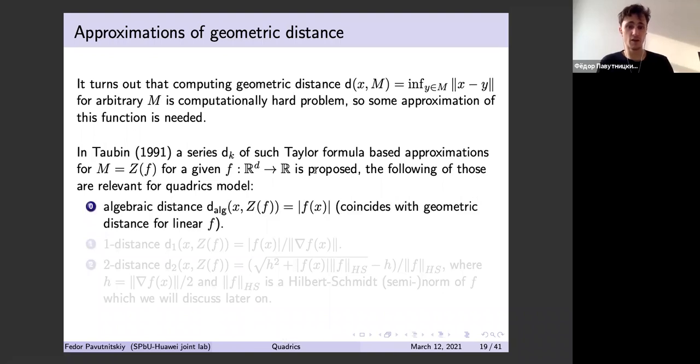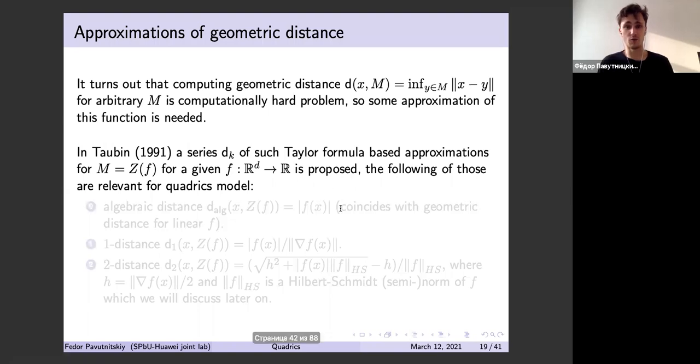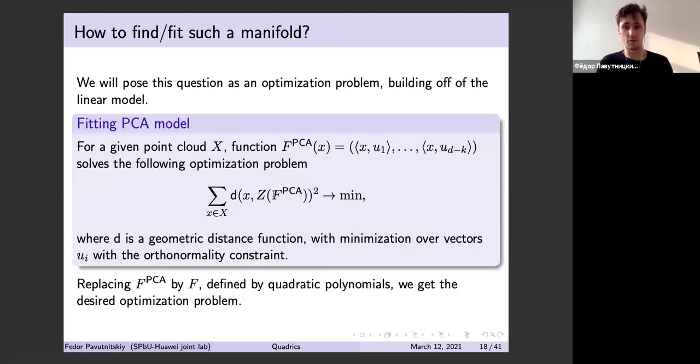So the first obvious approximation is just the algebraic distance. In some sense, it's a very crude approximation, right? For some function, you can very roughly approximate the distance from any point as just the value of this function at the point. So on the zero set, this distance is 0, right? Away from the zero set, it can be arbitrary, right? But actually, for a linear model, it's not hard to show that this distance coincides with the geometric distance. And this is actually why it is possible to solve this problem in the case of PCA, right?